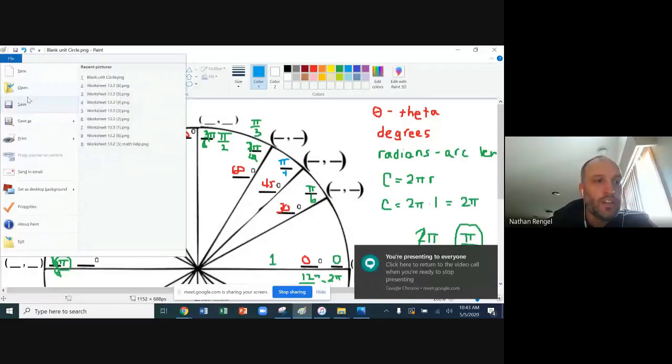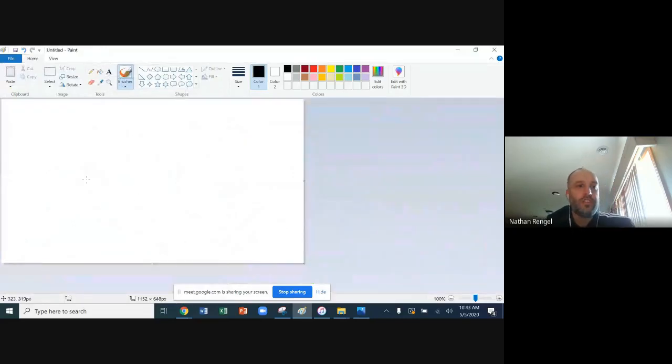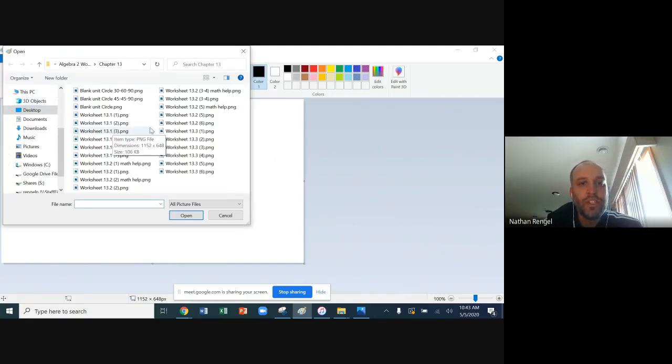So next we'll take a look at the worksheet from section 13.3, and a big concept that we're going to look at obviously is radians, but then how we can convert between radians and degrees. So sometimes we might want our angle measure in radians, sometimes we might want it in degrees. So we'll talk about how you can convert between the two.